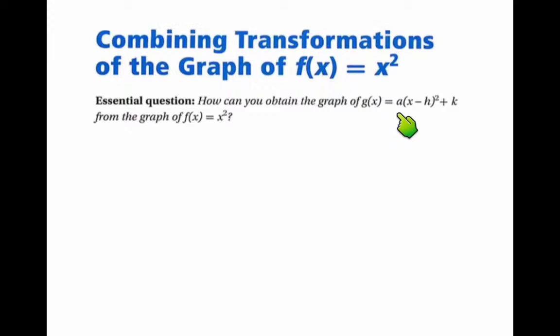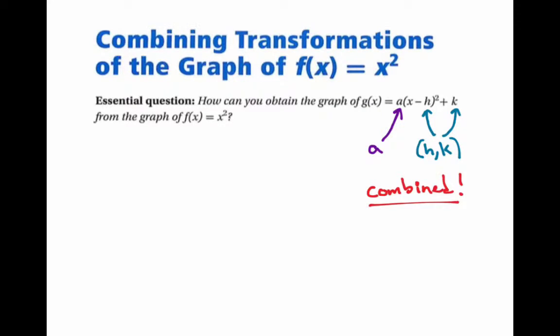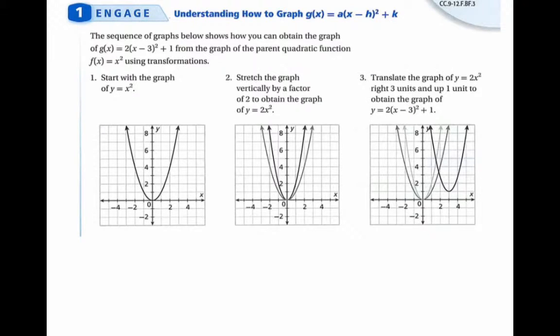Well, remember, if we look at this, we have a, which is what? Right, that tells us whether we're going to reflect across the x-axis, and it tells us whether we're shrinking or stretching or not. And we also have h and k, which are the coordinates of our vertex. And now we are combining those. All right, so we started with a sequence. So we're understanding how to graph in vertex form when we have both a and we're using h and k. So this is the sequence they say to start with.